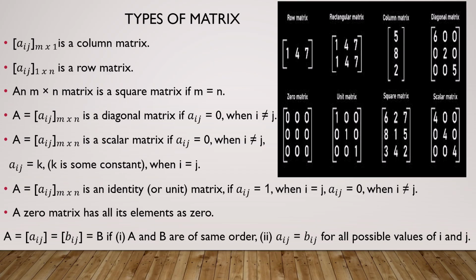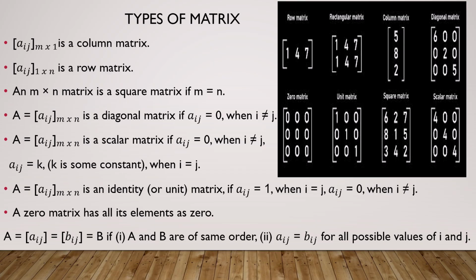Suppose I have a matrix A which has elements of the form aij and of order m cross n. It is a scalar matrix if aij is equal to 0 when i is not equal to j, and aij is equal to k for some constant k when i equals j. That means a scalar matrix is a diagonal matrix in which the non-zero elements are the same, like given over here. It is 4, 4, 4, the elements in the diagonal. That is a scalar matrix.